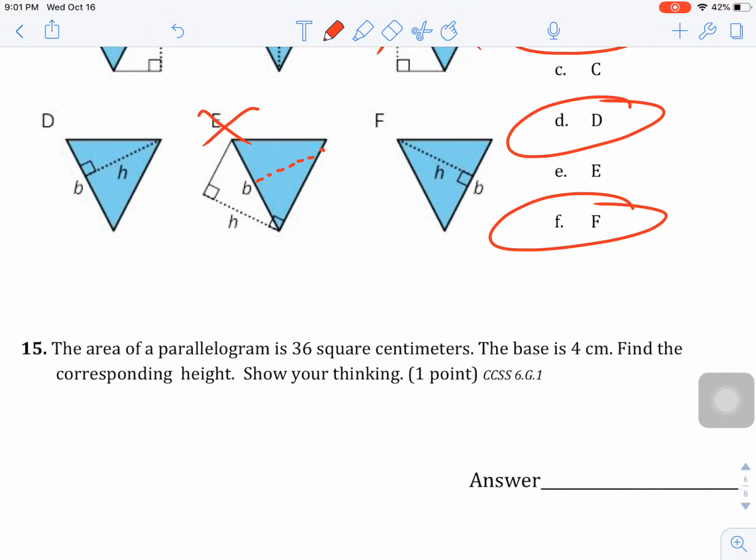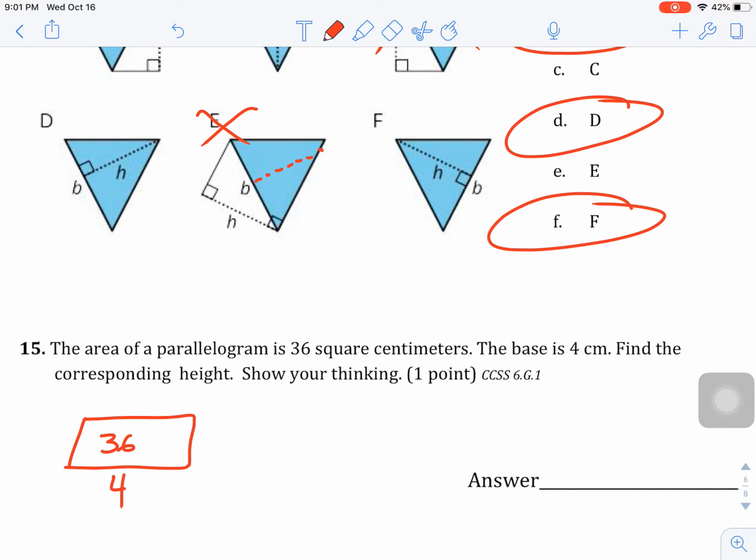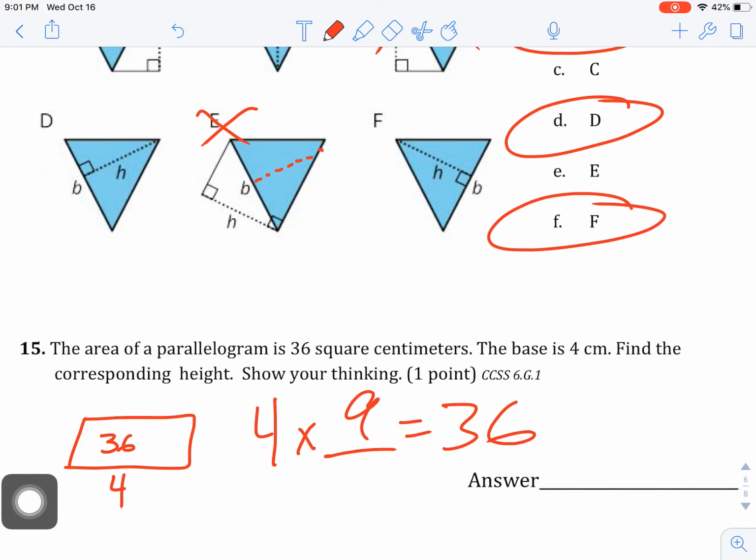It says the parallelogram has an area of 36 square centimeters. So if I draw a pretty bad looking parallelogram, its area is 36, the base is 4, so we need to find the height. I know my drawing's off, but what kind of height would give us 36? You could probably write a math problem. It would look like that and be able to think that 9 would go in there. Okay, so the answer is 9.